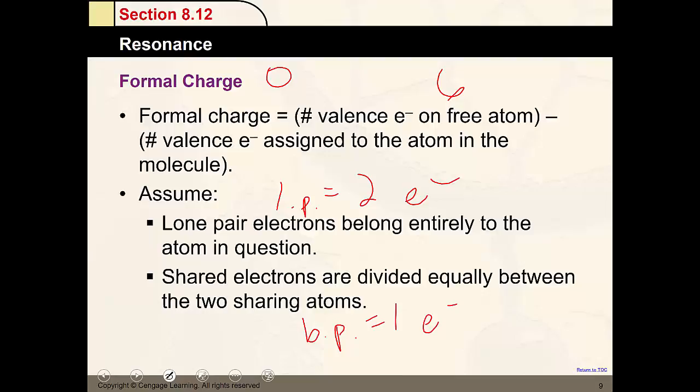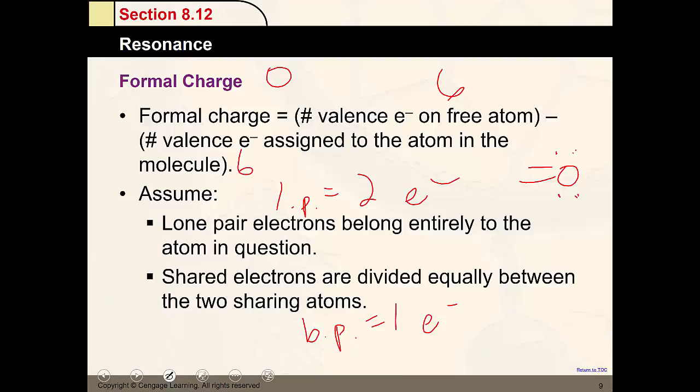So let's say we have an oxygen that's double bonded with 2 lone pairs. So that means the number of valence electrons assigned to the oxygen here, there's 2 lone pairs, so 4 electrons total, and then there's 2 bonds, 1 electron in each bond, so that means there's 6 total. So that means 6 minus 6. Here, the formal charge of oxygen would be 0.